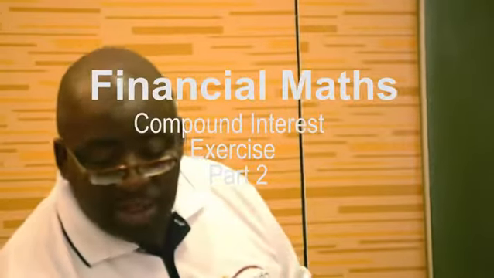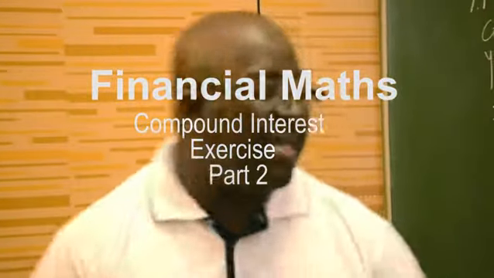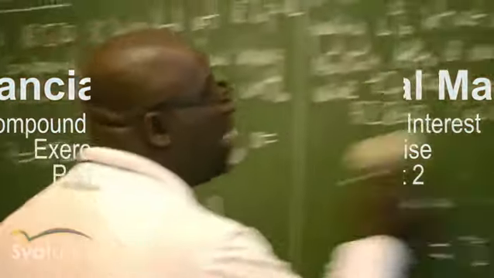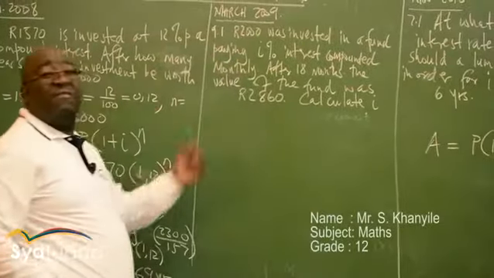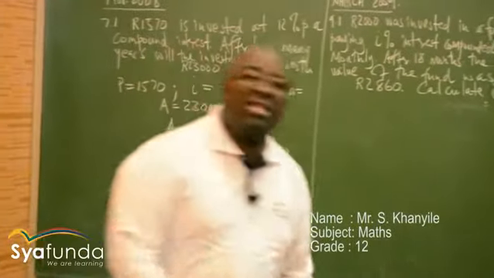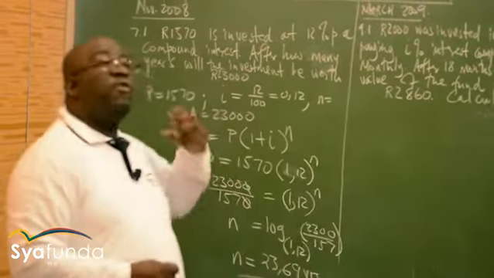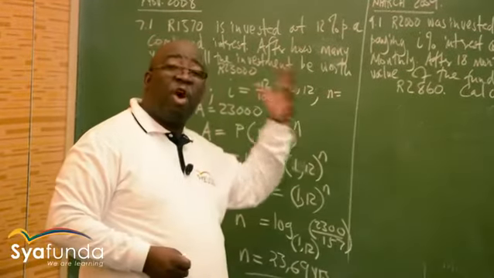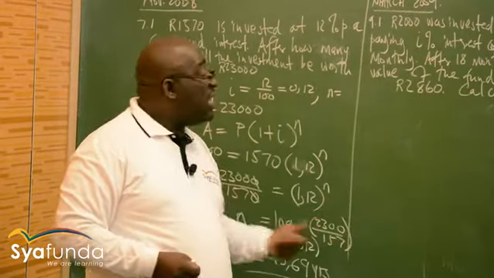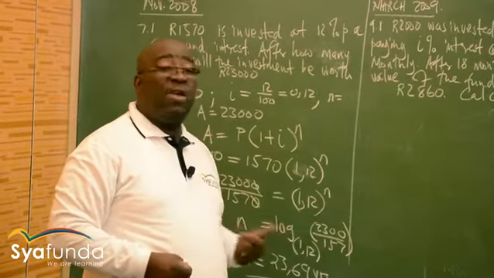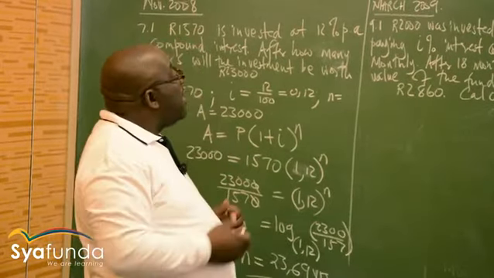Number two, as we move on with these problems, it is important that your English becomes important. Because these are stories, you've got to be able to show your comprehension. That's why your English comes in. As you read it, you must try and comprehend it, try and see which one is A, which one is P, which one is I, which one is N. Let's look at the next one.